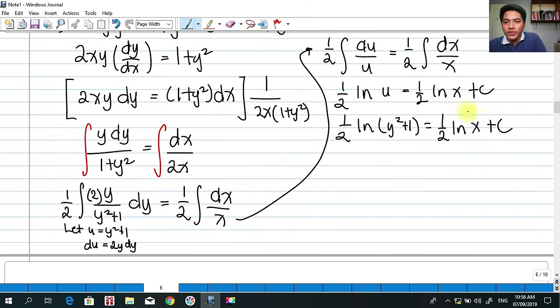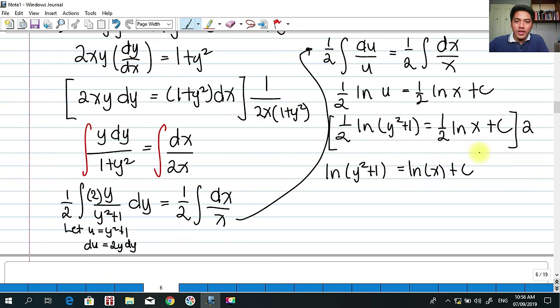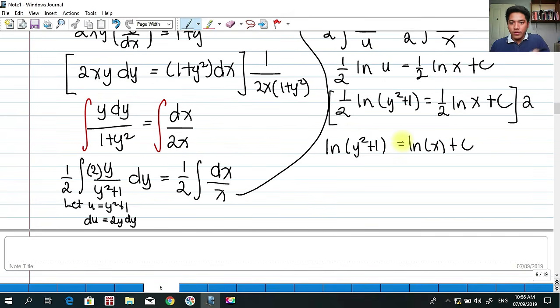As you can see, both x and y contain ln. So we can multiply both sides by 2 so that we can eliminate the 1/2 here. So we have ln of y squared plus 1 is equal now to ln of x plus c. That should be our result. And in order for us to eliminate the ln, again, what we did a while ago is we raise both sides of the equation with e. So y squared plus 1 is equal to e raised to ln of x plus c. So this should be cancelled, and whatever is left inside of the ln should be our result.